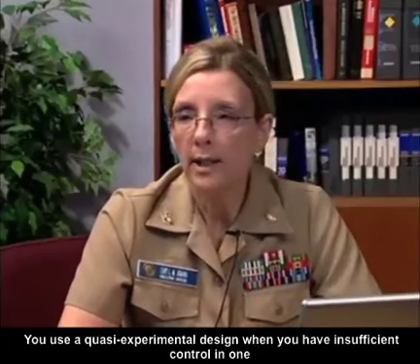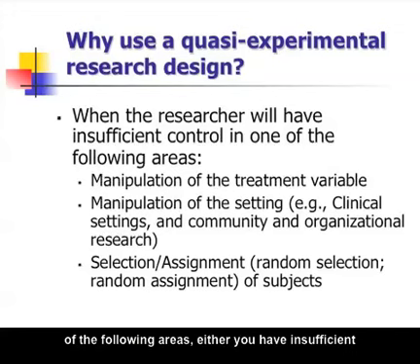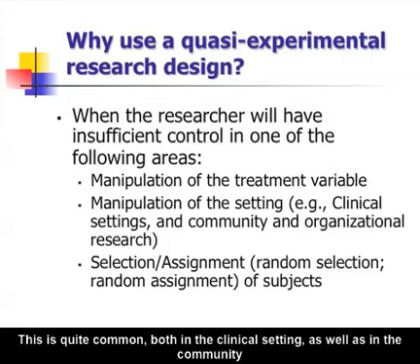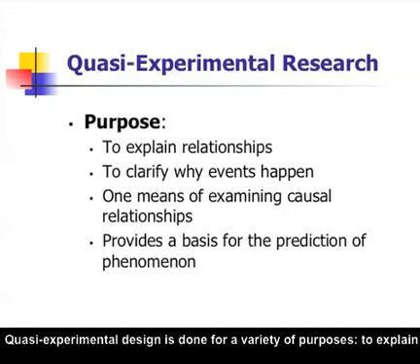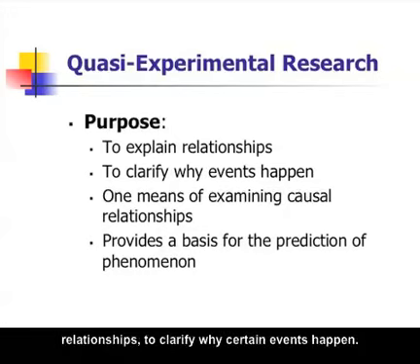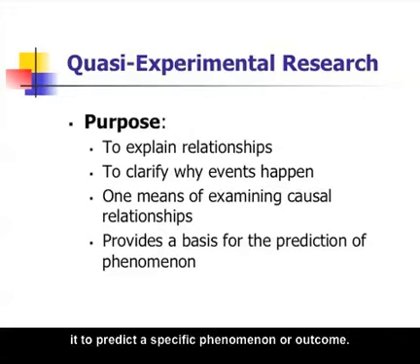You use a quasi-experimental design when you have insufficient control in one of the following areas. Either you have insufficient control of the treatment variable, you're unable to manipulate it, you can't manipulate the setting, and this is quite common both in the clinical setting as well as in the community and organizational research, or if you're unable to randomly select or assign. So quasi-experimental design is done for a variety of purposes: to explain relationships, to clarify why certain events happen. We can use it as one means of showing causal relationships, or we can also use it to predict a specific phenomenon or outcome.